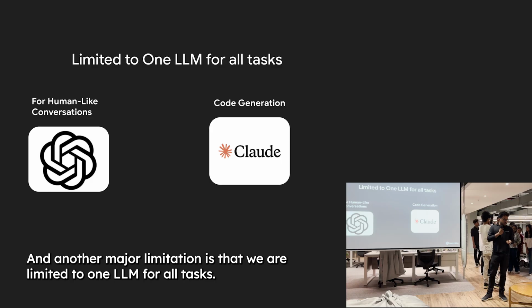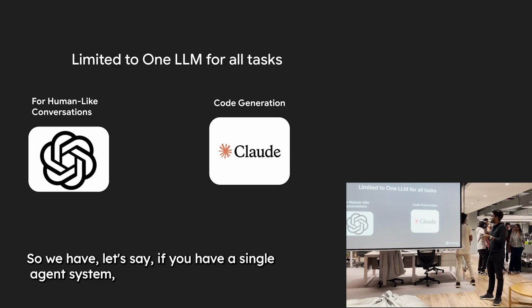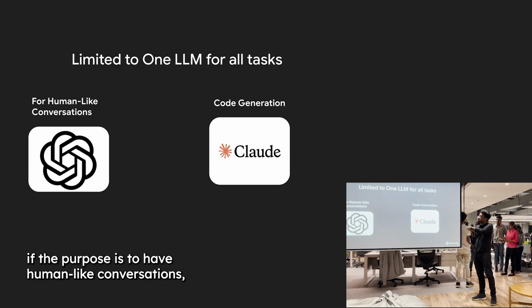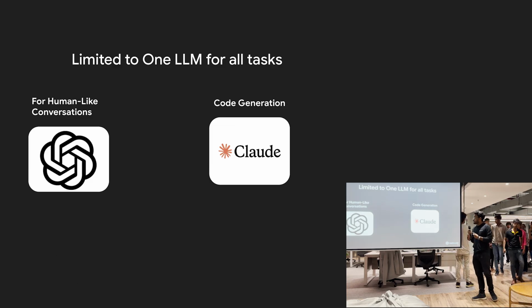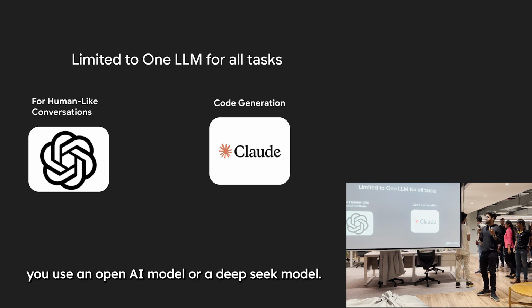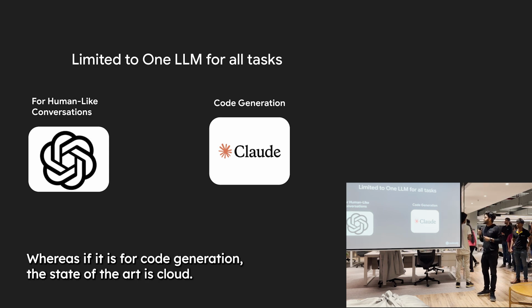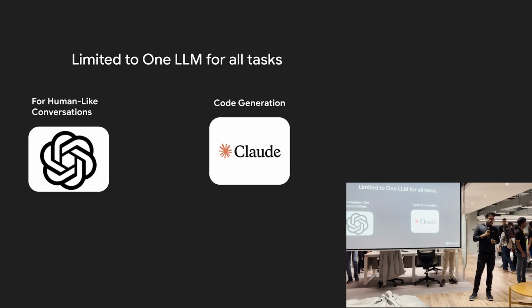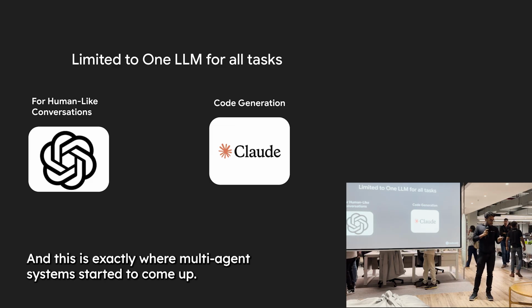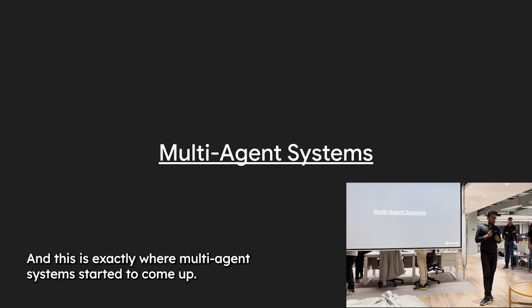And another major limitation is that we are limited to one LLM for all tasks. So let's say you have a single agent system: if the purpose is to have human-like conversations, you use an OpenAI model or a DeepSeek model, whereas if it is for code generation, the state of the art is Claude. And this is exactly where multi-agent systems started to come up.